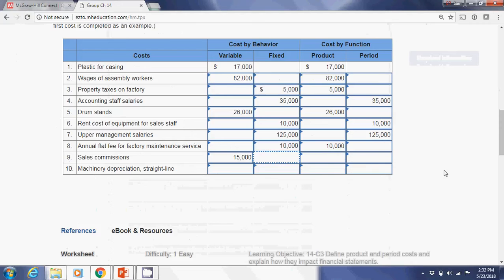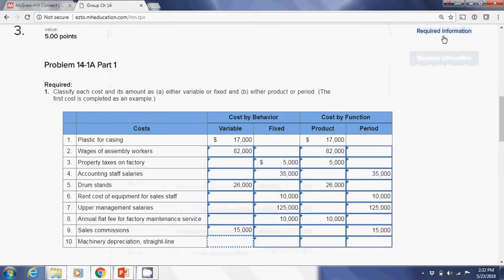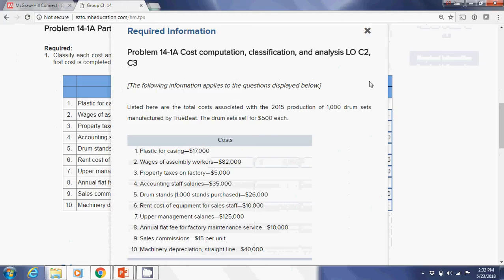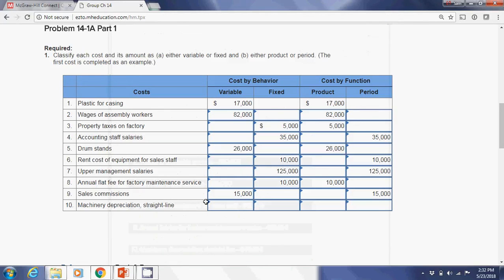Variable, is it a product or period? It's the sales commissions, not factory. $15,000 goes to period. And then we have machinery depreciation, straight line, $40,000. Straight line depreciation never changes, so that's going to be $40,000 of fixed. And do you think it's on factory equipment? If it's machinery, I'd say it's certainly in the factory, so $40,000 there.